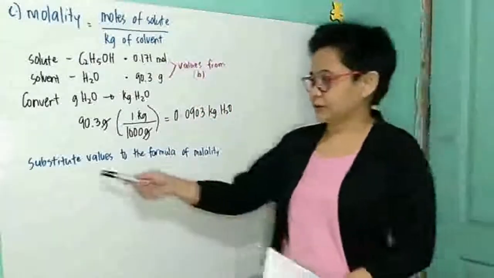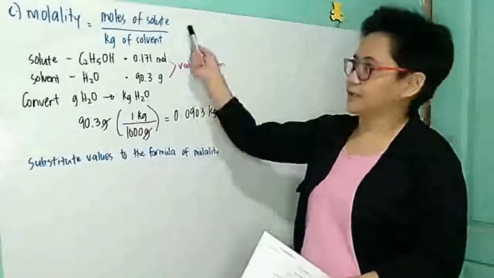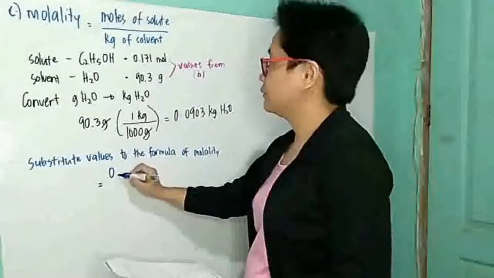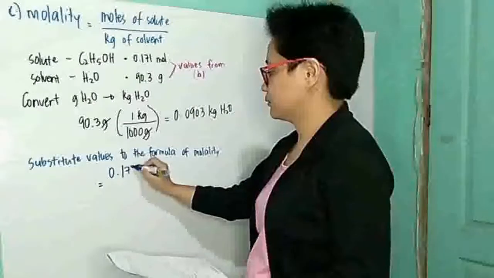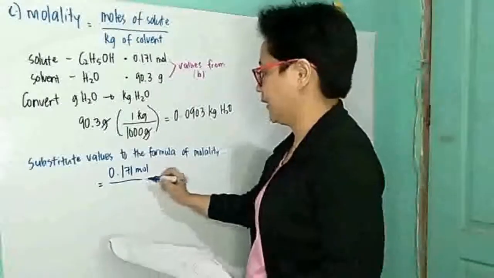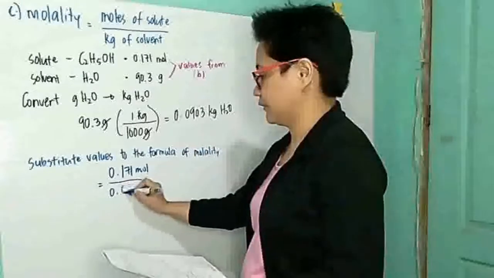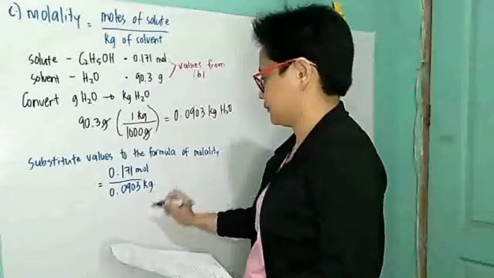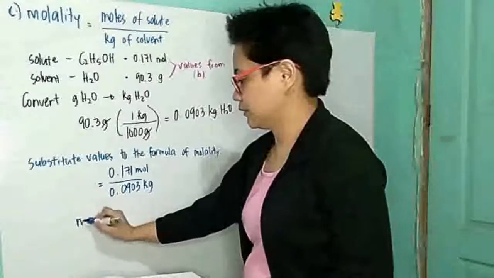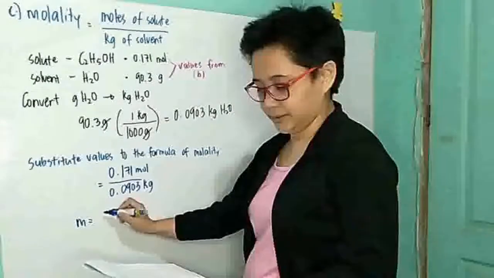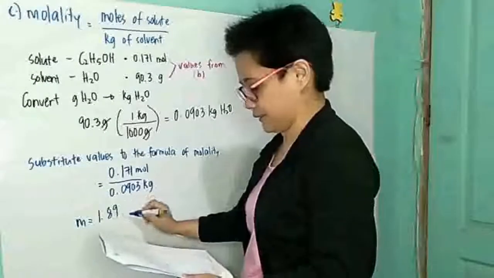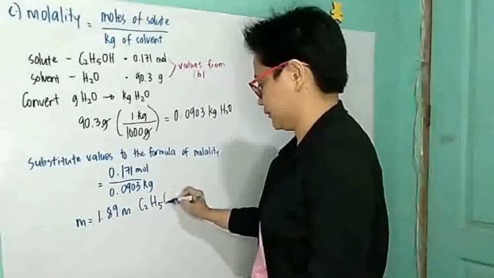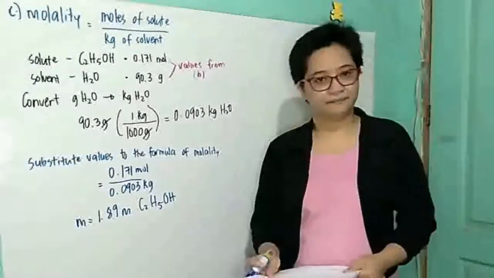So now, substitute the values to the formula of molality: moles of solute divided by kilogram of solvent. Your molality will be 1.89 m of ethanol. That's all.